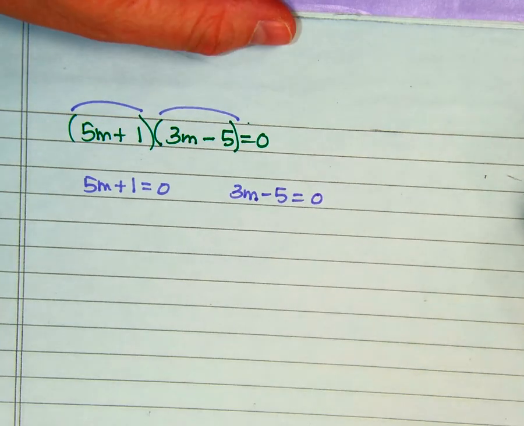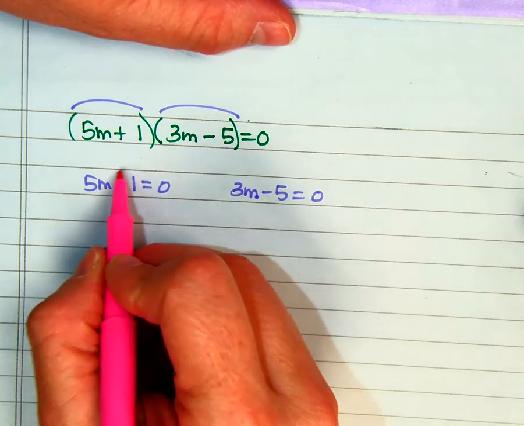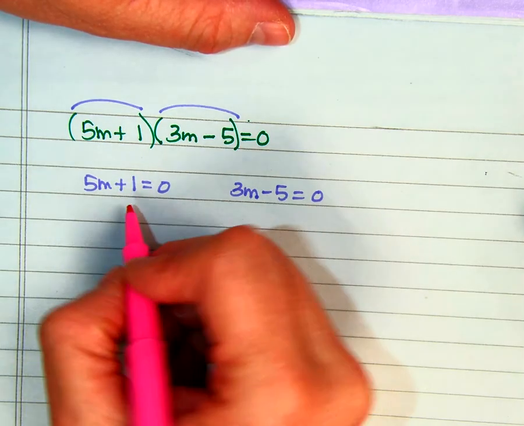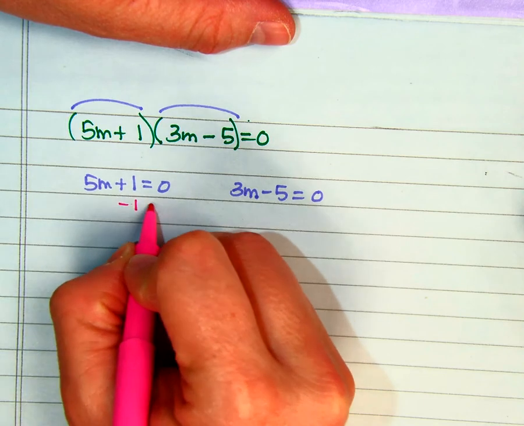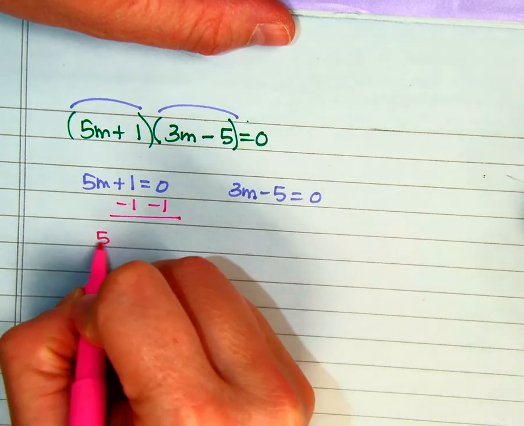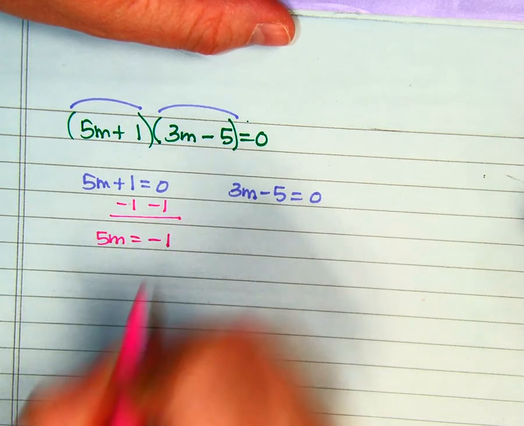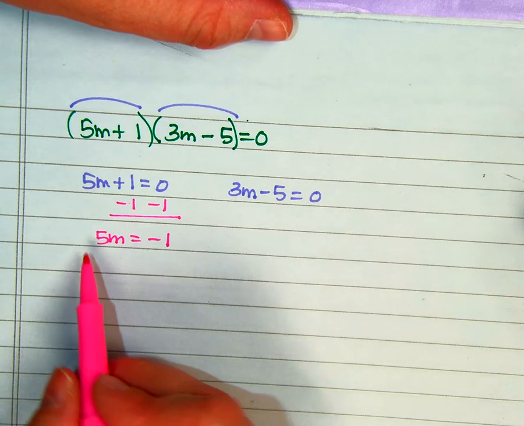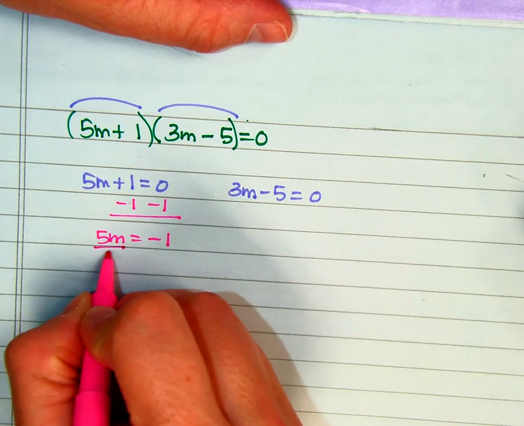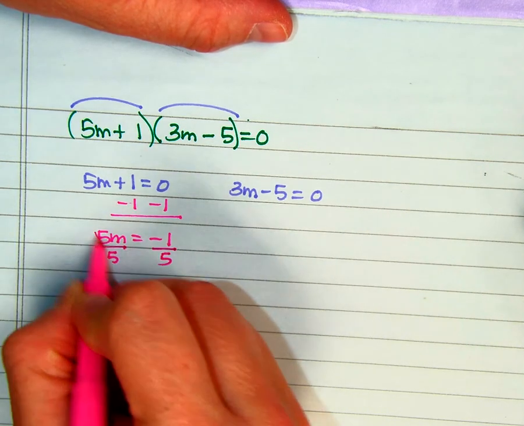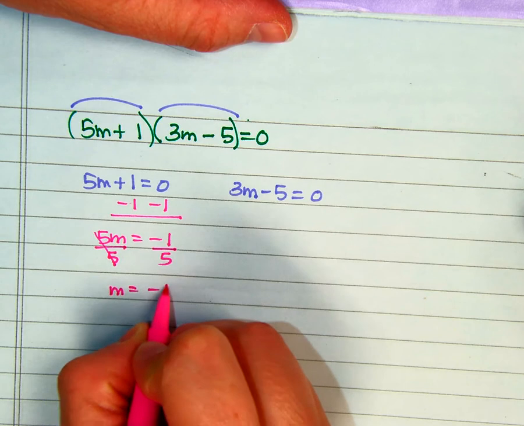This goes way back. You are just solving an equation. Get rid of this guy first. So this is adding 1, so we are going to subtract 1. So 5m equals a negative 1. Need to get rid of the 5. It is multiplying, so I need to divide both sides by 5. So m equals negative 1/5.